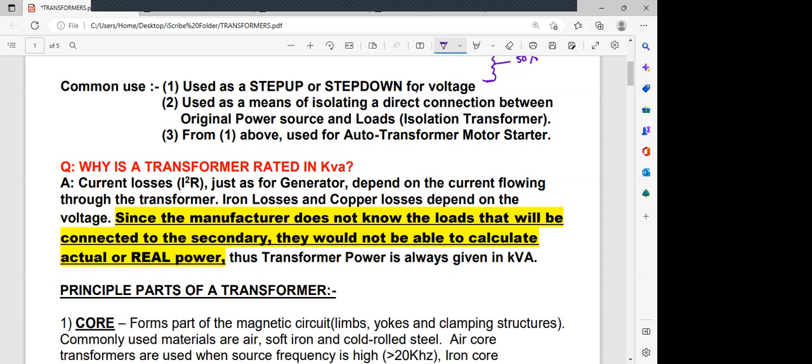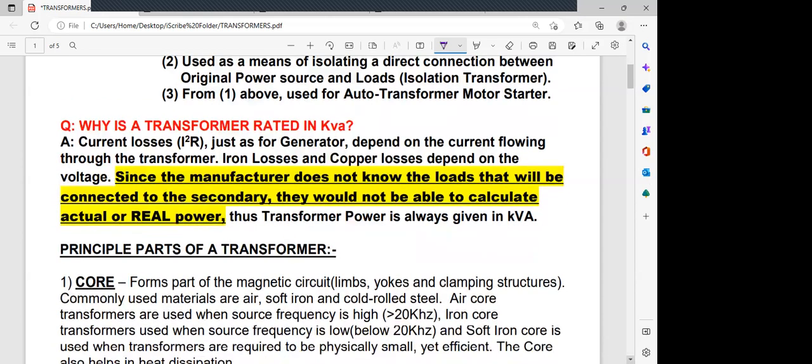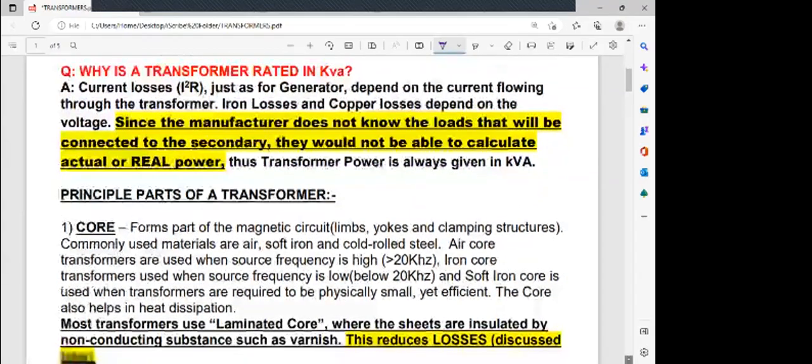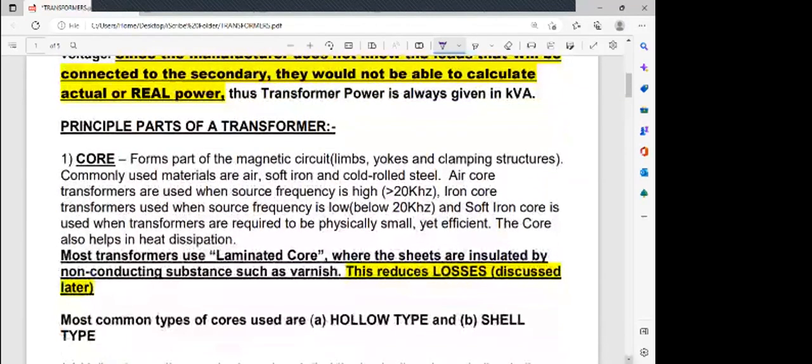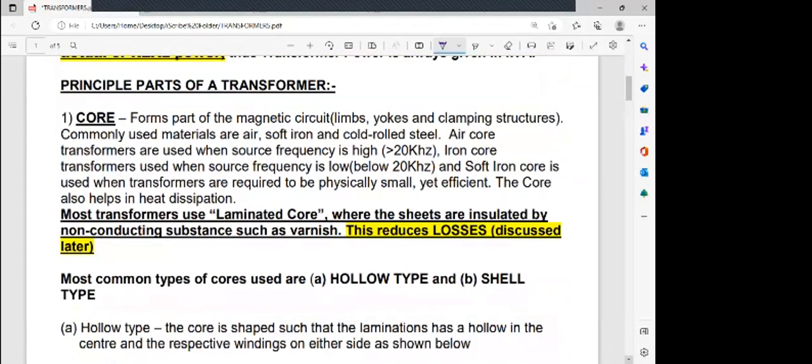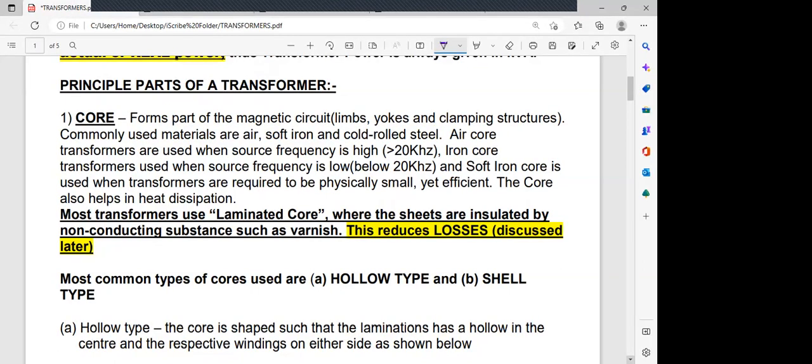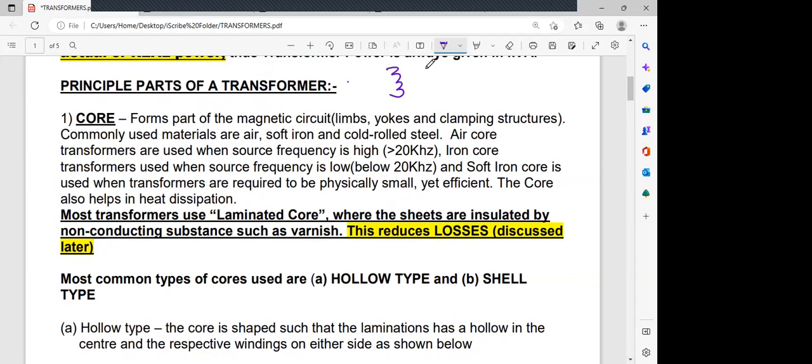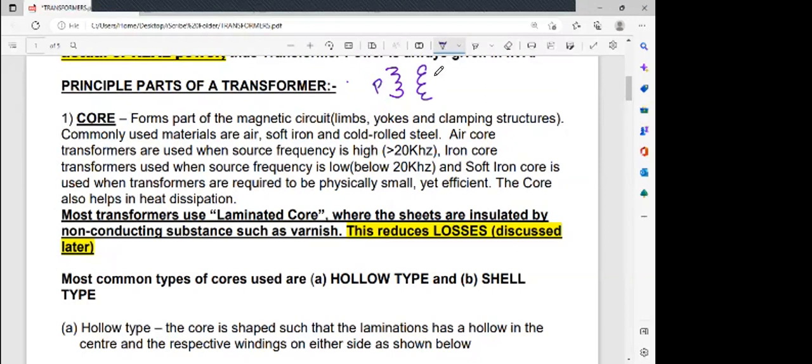Right, so let's get down to the transformer itself. A transformer has certain parts, one of which is the core. What is the core? The core has limbs and yokes on which your windings are wound. Why are we having a core? We can have just a winding. Let's put this winding over here, and we can put the secondary winding. So this is your primary, this is your secondary.